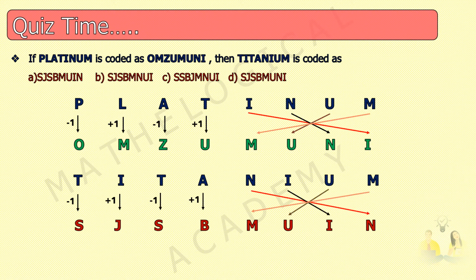So for TITANIUM, minus 1, plus 1, minus 1, plus 1, and here reversed. So we get T minus 1 is S, after I comes J, before T comes S, after A comes B. And then we rearrange N, I, U, M in reverse order. We get our answer S, J, S, B, M, U, I, N.